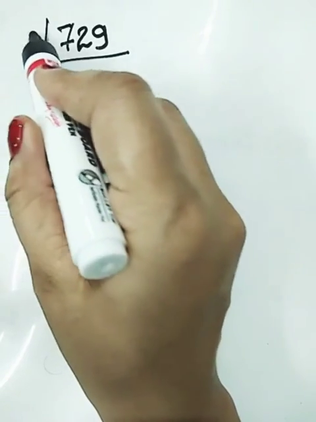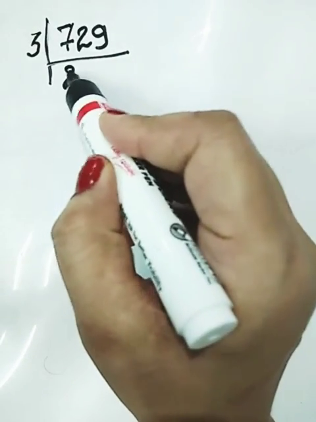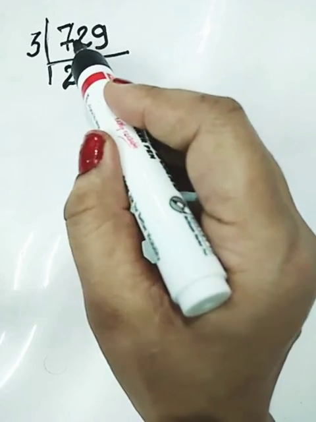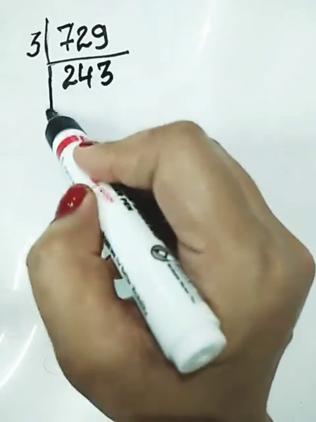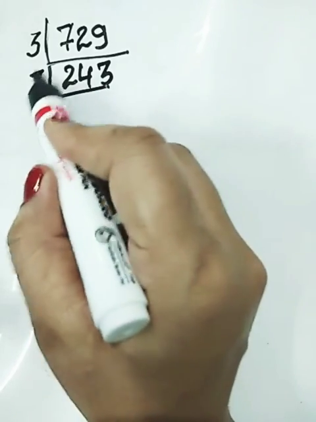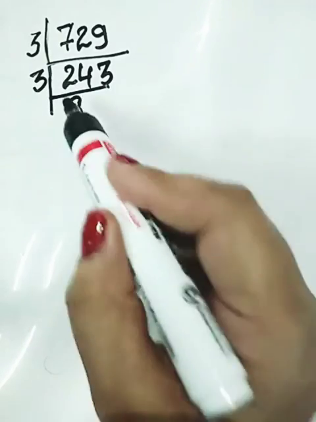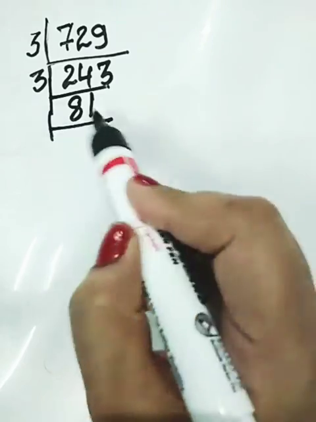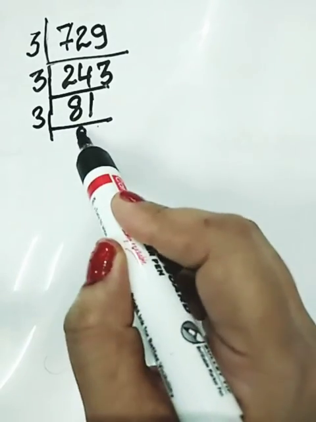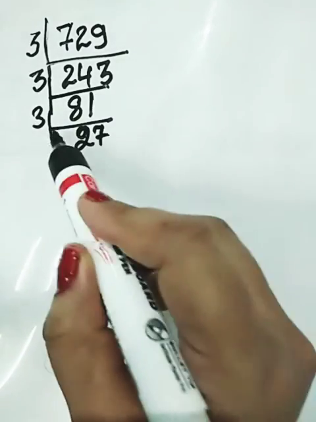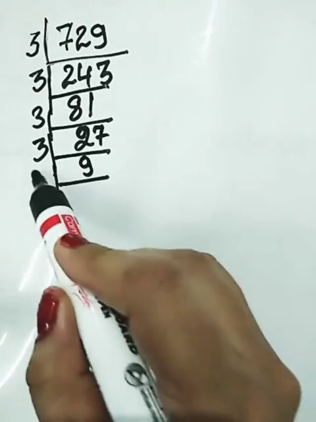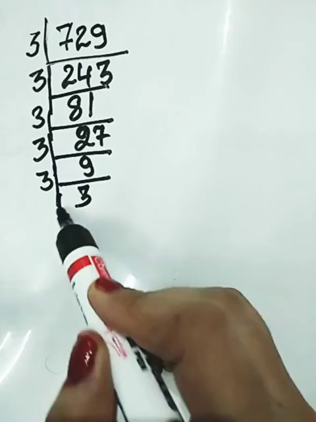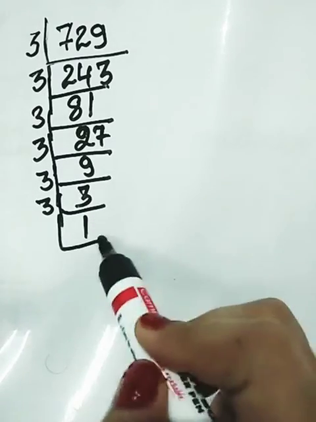So it will go with 3. 3 2s are 6. 7 minus 6 is 1. 3 4s are 12. 3 3s are 9. Again with 3. 3 8s are 24. 3 1s are 3. 3 9s, then 3 2s are 6. 3 7s are 21. 3 9s are 27. 3 3s are 9. 3 1s are 3.